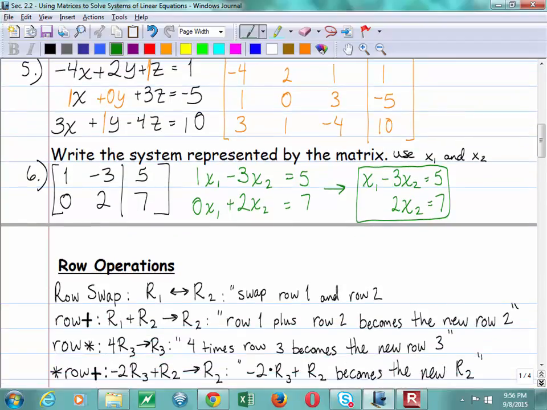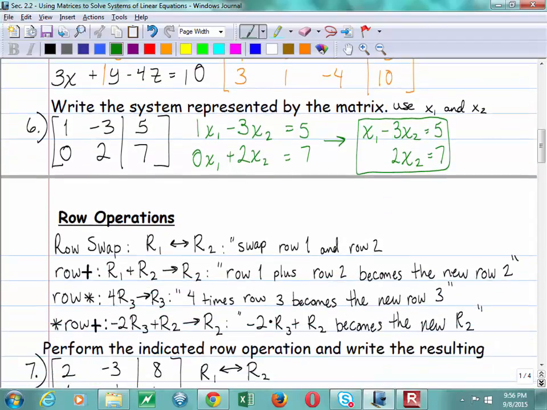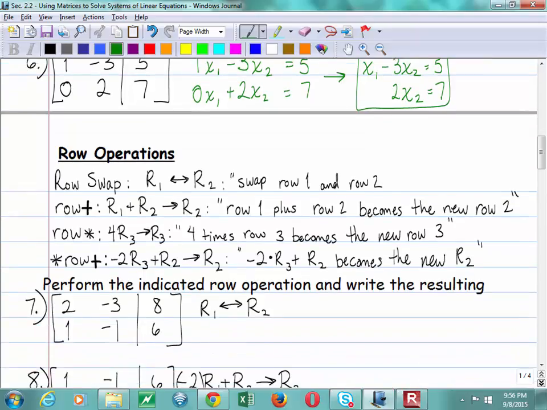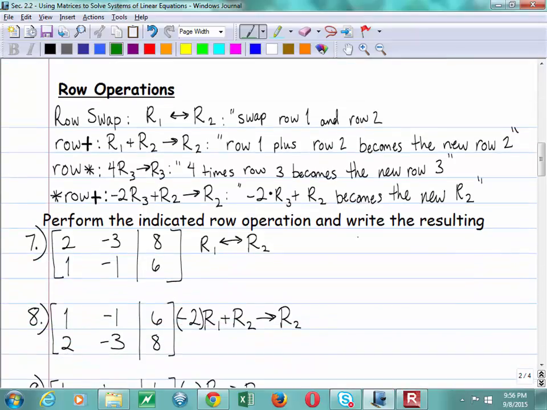Alright, so then also in order to solve systems with matrices, we need to know how to do row operations. There's 4 row operations that we're going to be doing. The first one is row swap, which is pretty simple, self-explanatory. You're just going to swap 2 rows.